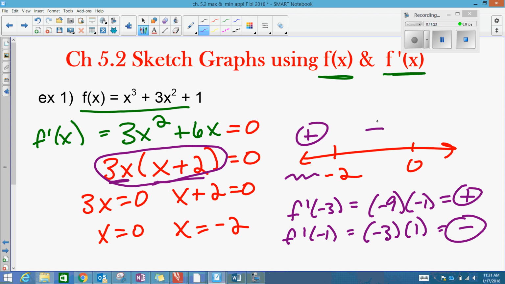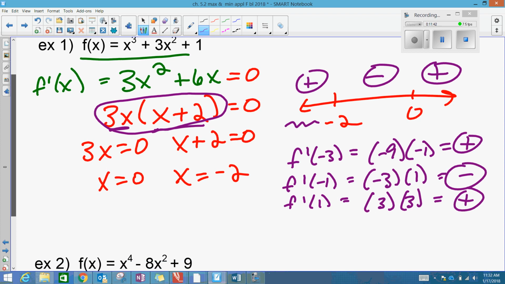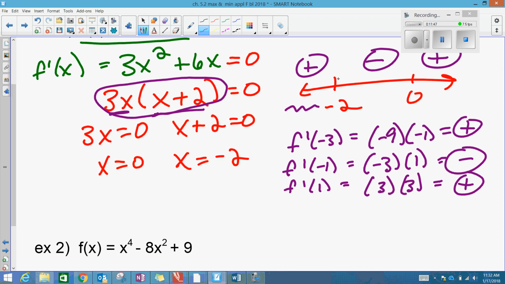So it's decreasing on that interval. To test the last interval, I'm going to choose +1 because it has to be just greater than 0. If I plug +1 into the factored form, I get 3 times 3, which is +9. So there again, since it's increasing approaching -2 and then decreasing, I know -2 is a max, because it's going up and then down. So this is a max.